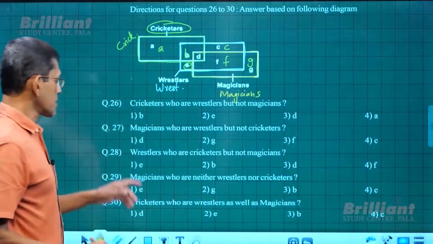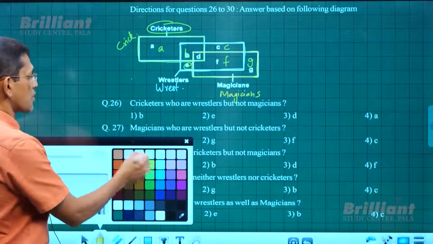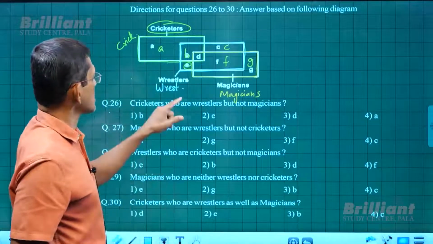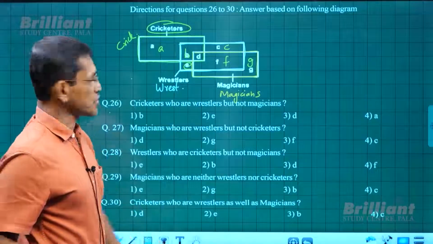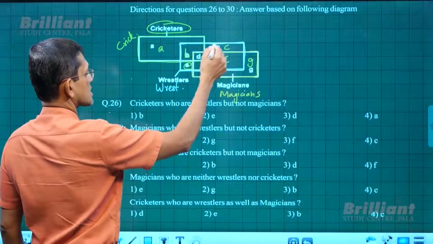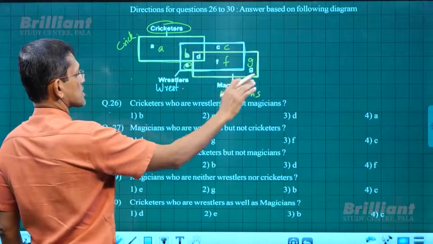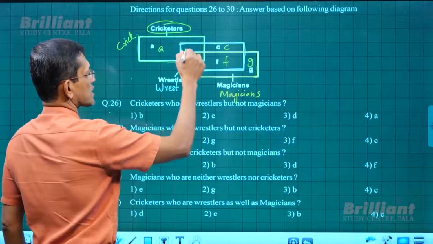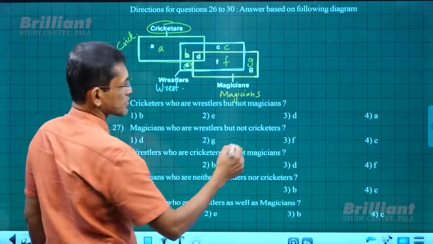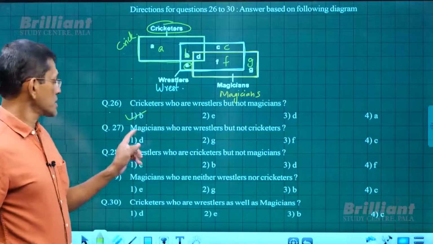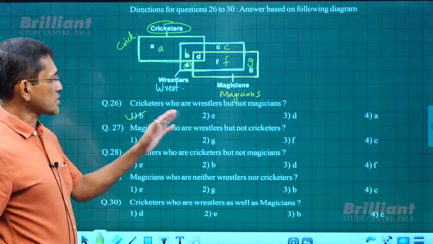The question is, cricketers who are wrestlers but not magicians. So we'll have an intersection between cricketers and wrestlers, but those who are not magicians. So we have to remove the rectangle of magicians. So what you get is B, beta. So the answer is the first one, beta.